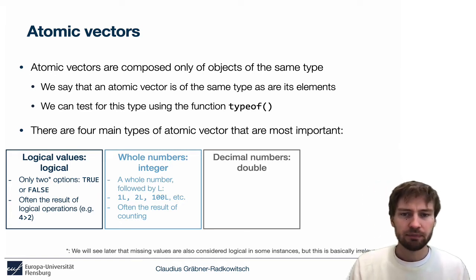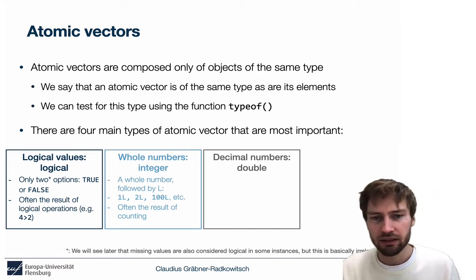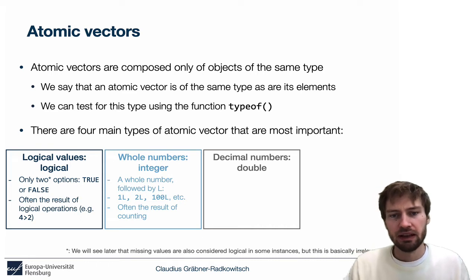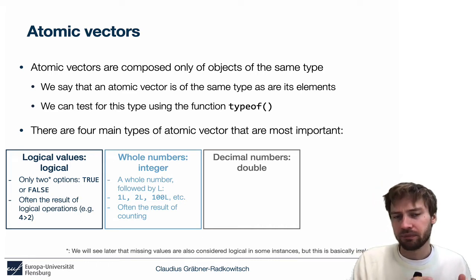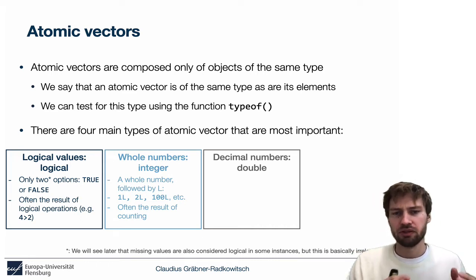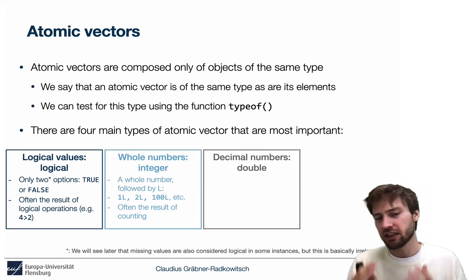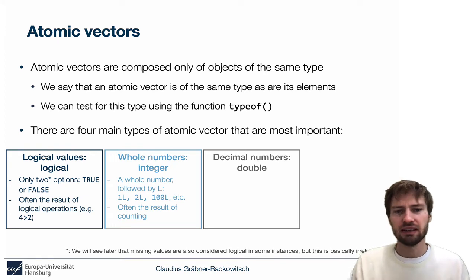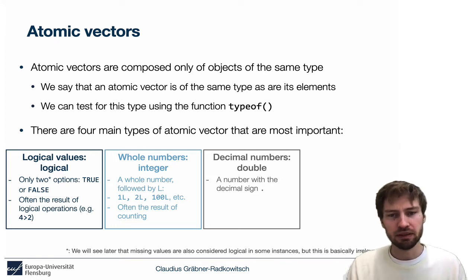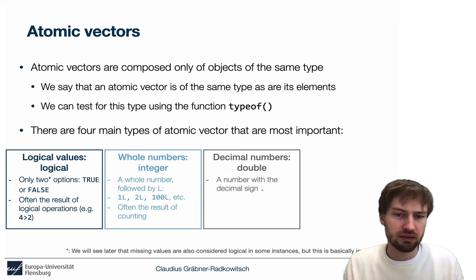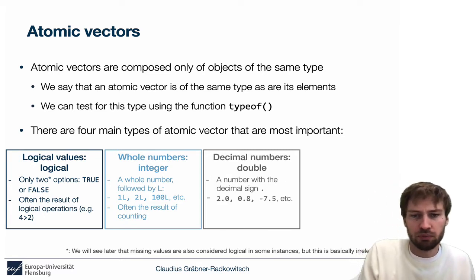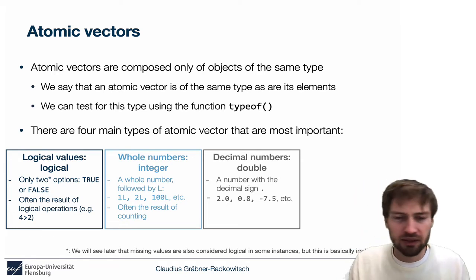The third type is quite related. It's called double, and it's actually nothing else than decimal numbers. Again, the term double refers to double precision vectors, so it's a little bit counterintuitive, but actually for you in practice, it's only important that double actually denotes any decimal number. So it's basically every number with a decimal sign as a dot, so like 2.0, 0.8, minus 7.5, something like that.